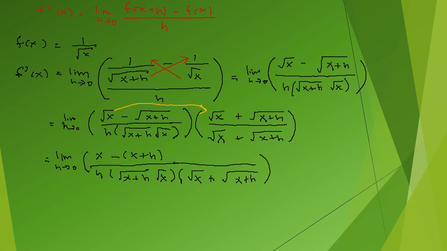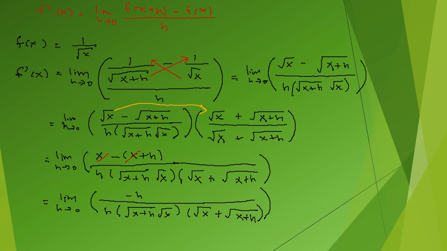Then we can simplify, subtract x and x. So the rest is negative h over h, multiplied by square root x plus h multiplied by square root x multiplied by square root x plus square root x plus h. Then cancel h. So now we have negative 1 over square root x plus h multiplied by square root x multiplied by square root x plus square root x plus h.